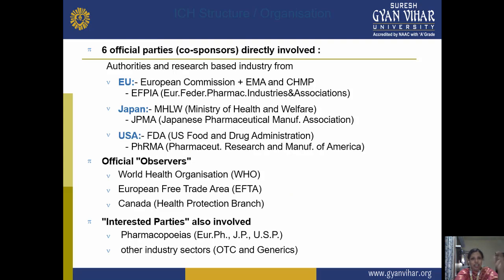Now, ICH structure and organization. As we have discussed, three regions are involved, so how can we see the structure and organization? There are 6 official parties, that is co-sponsors, directly involved. Here we can see that authorities and research-based industries are there. The first one is Europe: the European Commission or European Union, plus EMA plus CHMP members. Okay, this is in the EU.